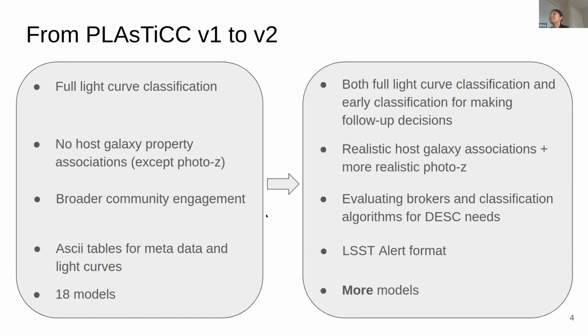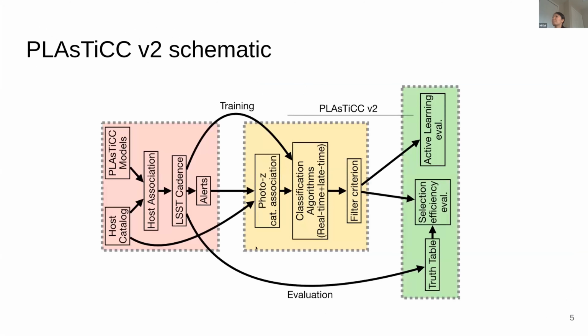We have 18 models in the first version, and we are aiming for more. This is basically summarizing what we want to do for PLAsTiCC.